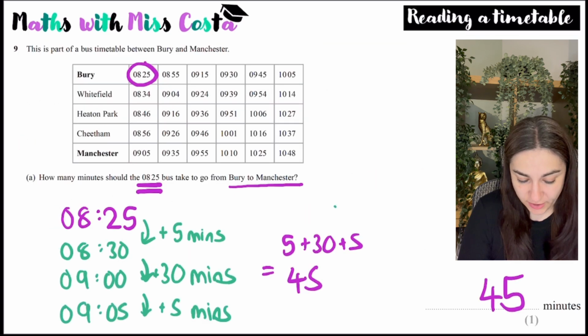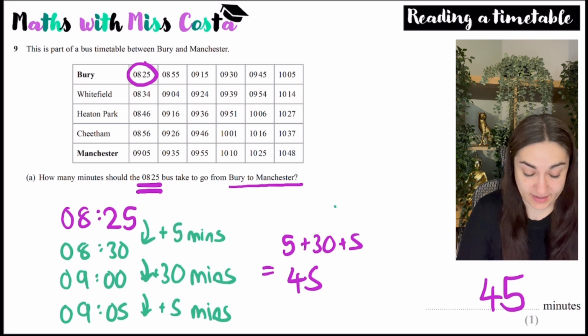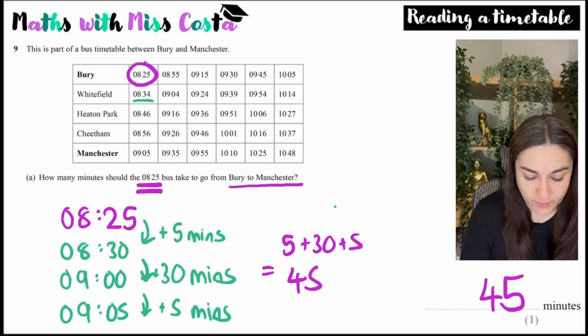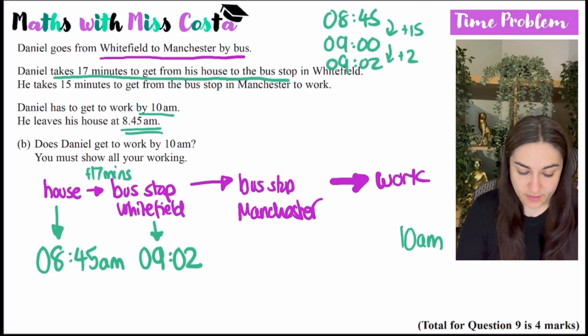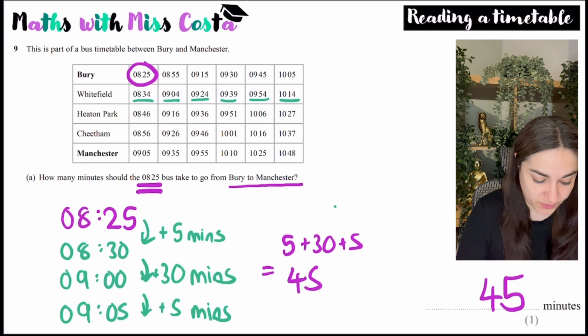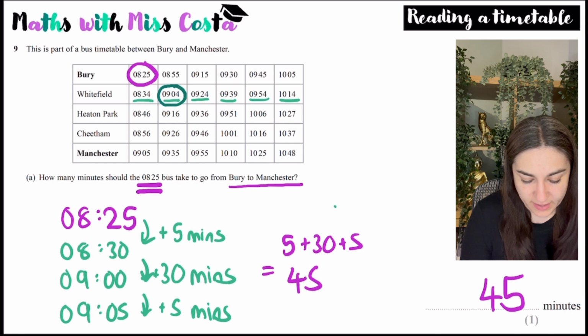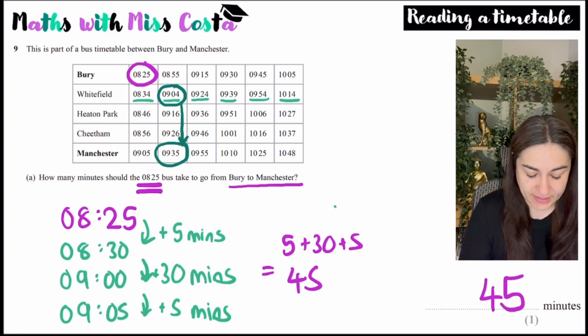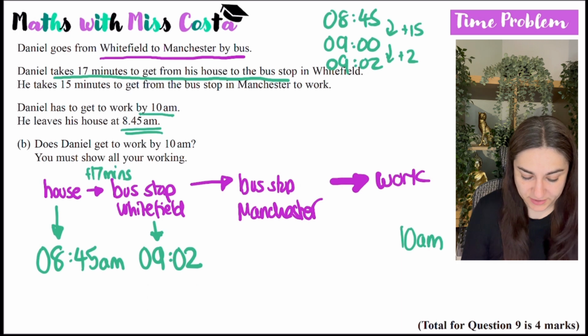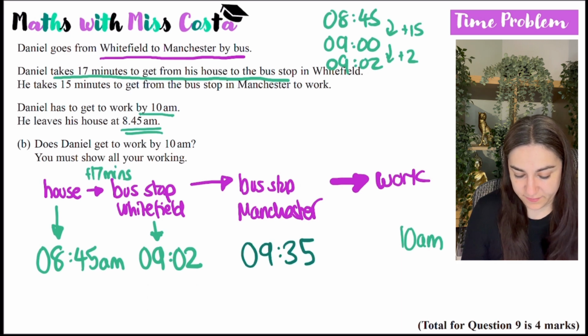What we need to do is look at the buses that are leaving Whitefield, which leave at 8:34, 9:04, 9:24, 9:39, 9:54, 10:14. So if he is there at 9:02, that means the earliest bus he can catch would be 9:04. So the 9:04 bus takes him to Manchester by 9:35. So he would arrive at the bus stop in Manchester at 9:35.